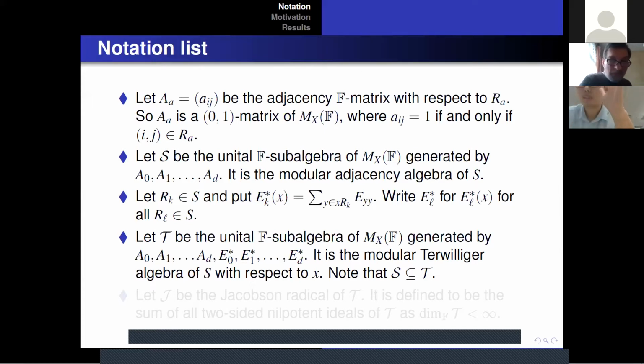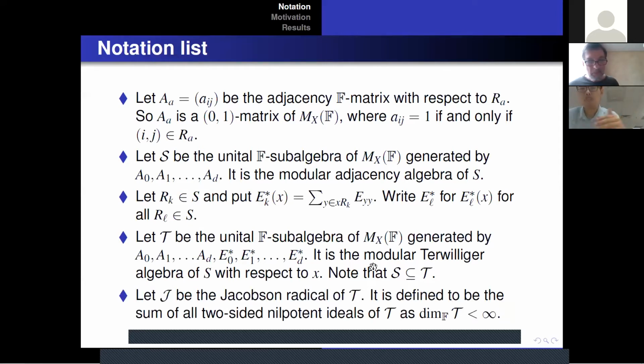And we know that S is an F subalgebra of T, because this is a generator for S, and this is a generator for T. So S is an F subalgebra of T. Let J be the Jacobson radical of T. Since the dimension of T is finite, we can define this Jacobson radical to be the sum of all two-sided nilpotent ideals of T.